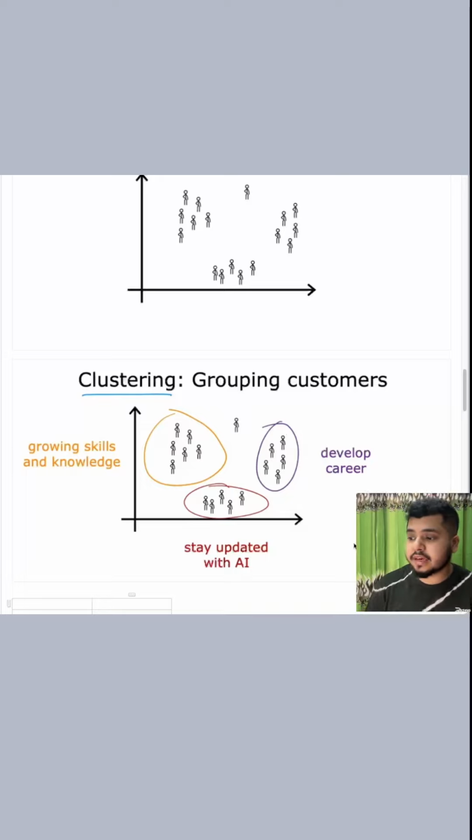So this sort of algorithm helps us cluster the customers which we have in the database according to particular groups. So that's the full functionality of unsupervised learning.